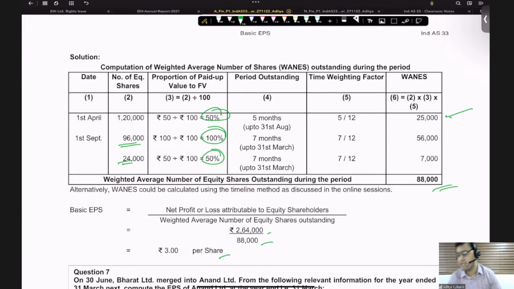The important part here is, what do we do in case some shareholders pay the full amount and some do not pay the full amount? So your answer is, for those who have paid the full amount, put it in the weighted average in full. For those who have not paid, the weighted average is proportionately going to be lower. Is it okay? Yes.